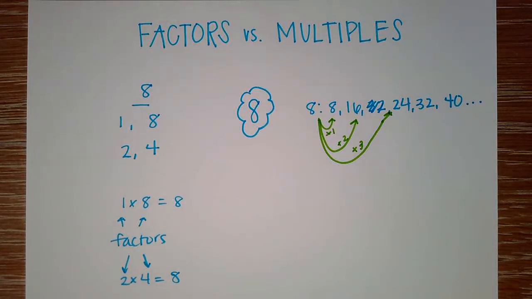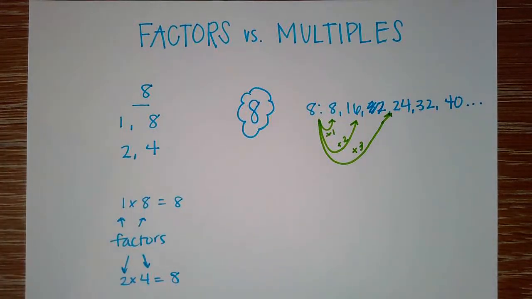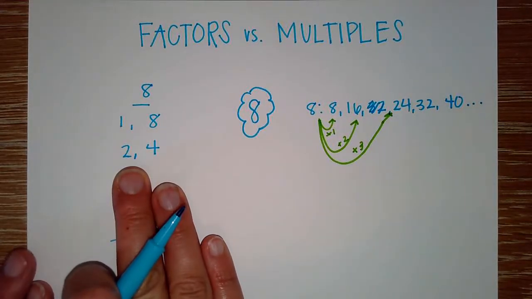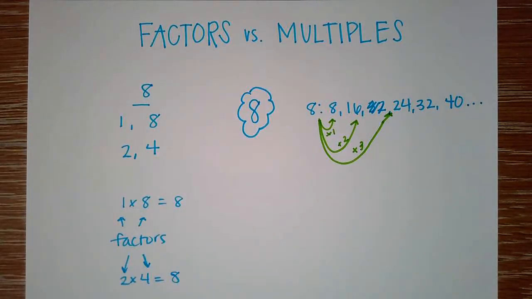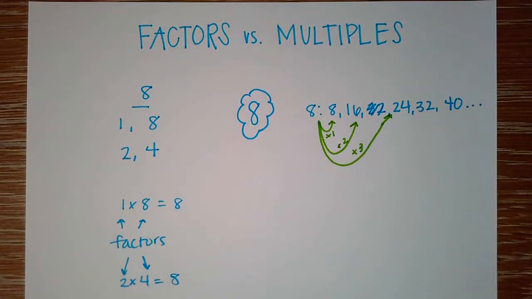So first of all, factors have a set list. It might be a little bigger than this, it might be less than this, but your factors are a set list, and we can't continue on. Your multiples can go on and on and on forever.